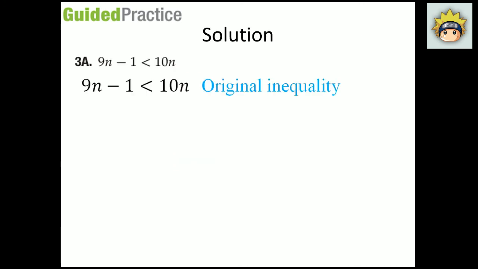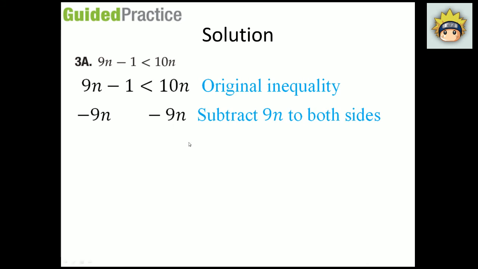Now I'm going to go over the solution. 3a, 9n minus 1 is less than 10n. This is my original inequality. Subtract 9n from both sides because that is the inverse property and I am trying to get the variable alone. I move the smallest value first. That is why I move the 9n and not the 10n. I simplify. On my left hand side, I get negative 1, which is less than 1n. 10n minus 9n is equal to 1n.